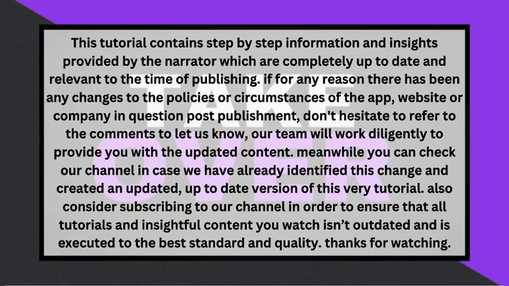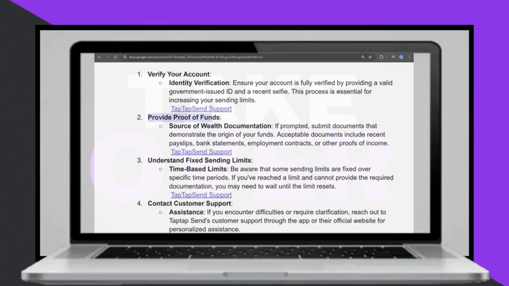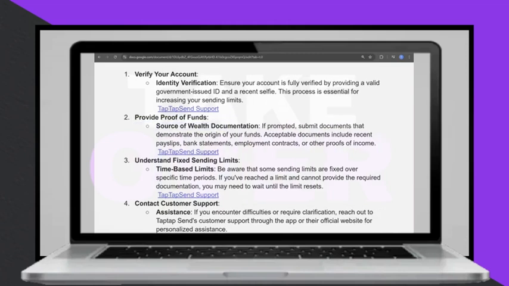recent selfie. This initial process is crucial for increasing the sending limit. Additionally, providing proof of funds may be required, which includes submitting documents that demonstrate the source of your wealth, such as recent bank statements, employment contracts, or other payment proofs of income.